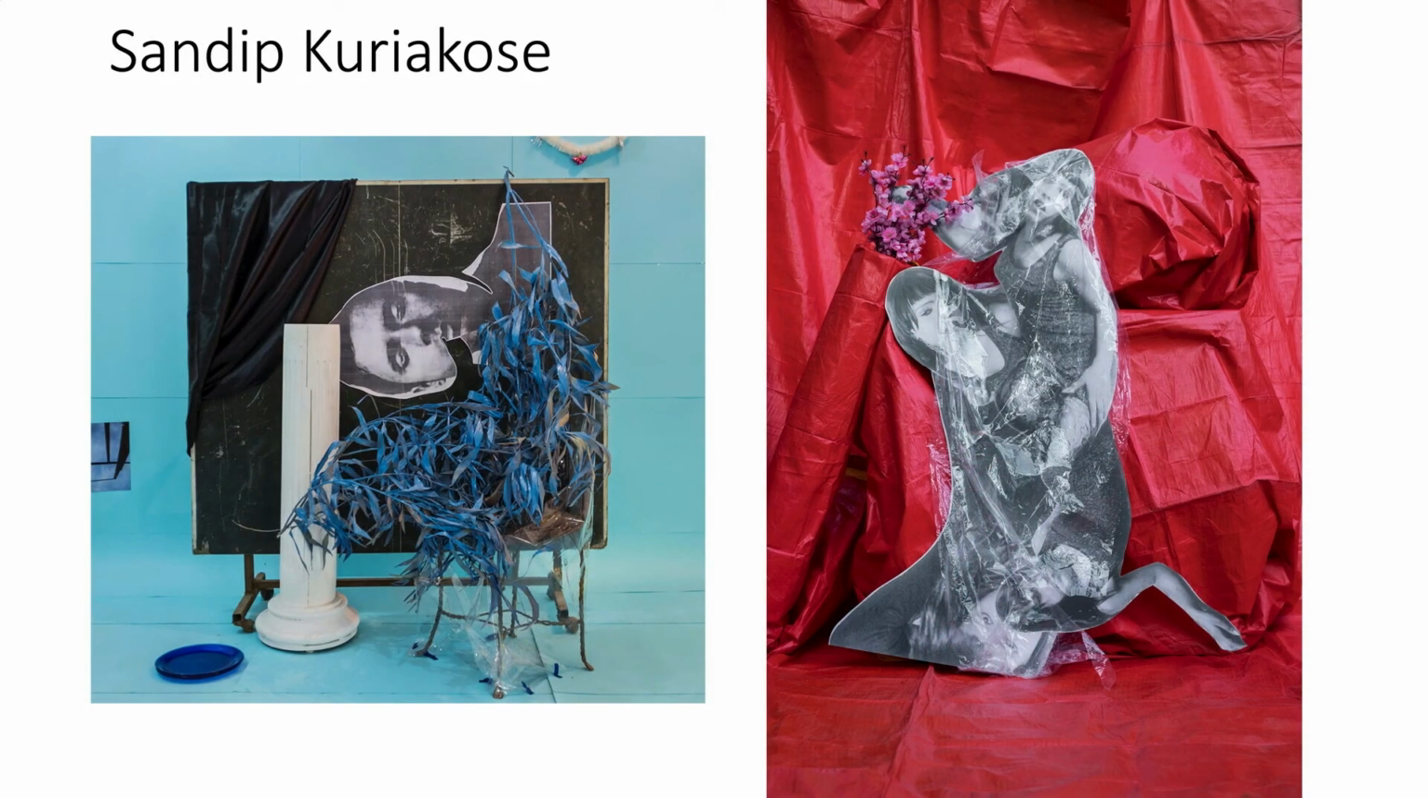Let's move on and talk about Sandeep Kyriakos. We can see some more interesting examples of mixing two-dimensional collage and three-dimensional assemblage. Also good examples of working with color. So on the left, we see a cool monochromatic color palette where blue is pretty much the only hue, and we're just seeing different values and saturation levels of it. On the right, there's a warm monochromatic color palette where the hue is mostly red.